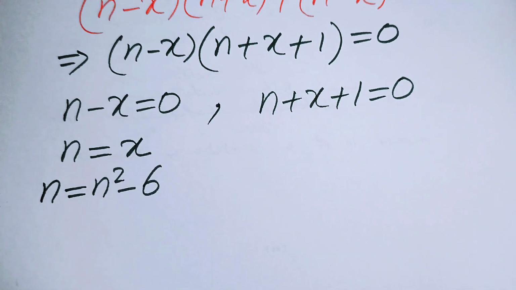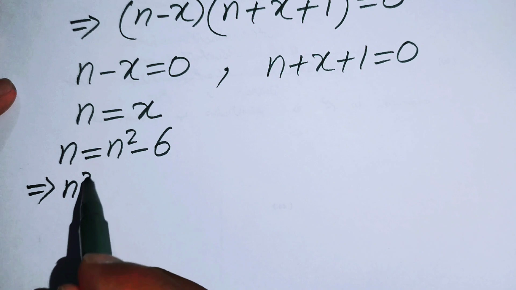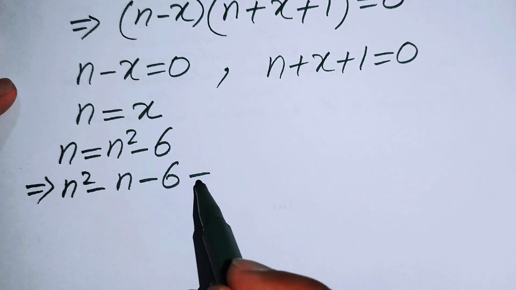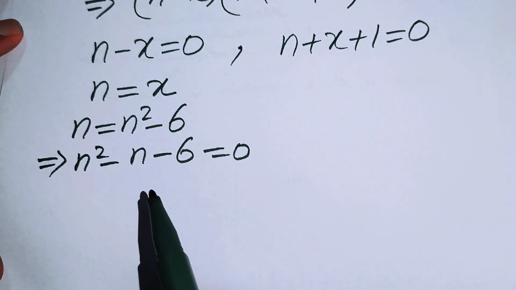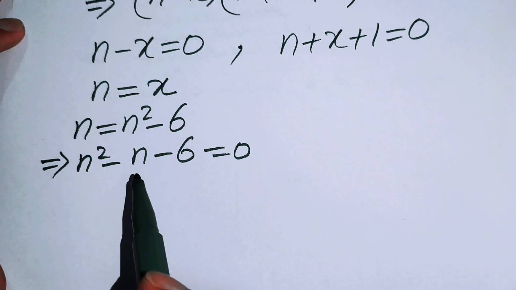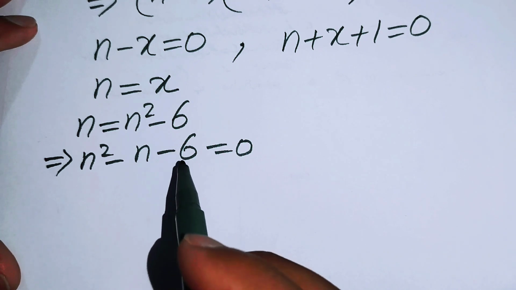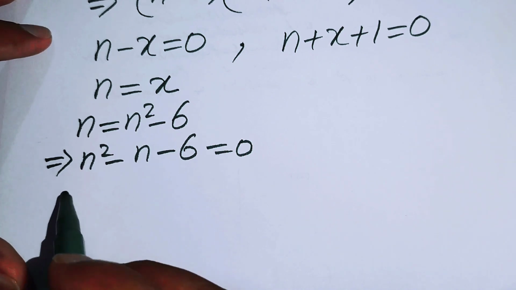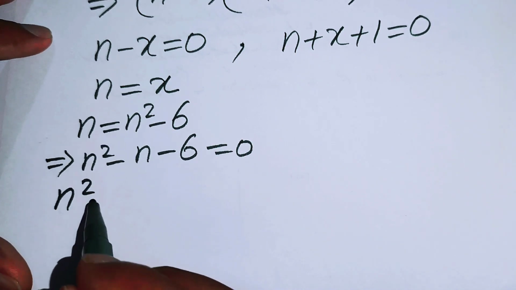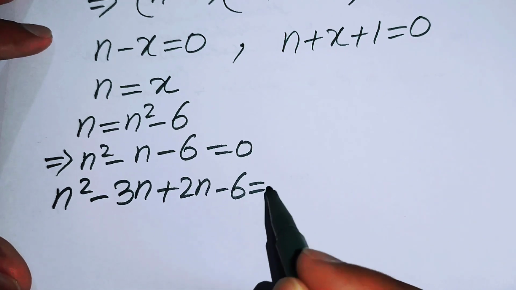Now we will rearrange the terms and we move this n to the right hand side and you get n² - n - 6 = 0. So this becomes the quadratic form, and now we will solve this quadratic equation by factoring. Here we need two numbers whose product is minus 6 and whose sum is minus 1. So these numbers give n² - 3n + 2n - 6 = 0.